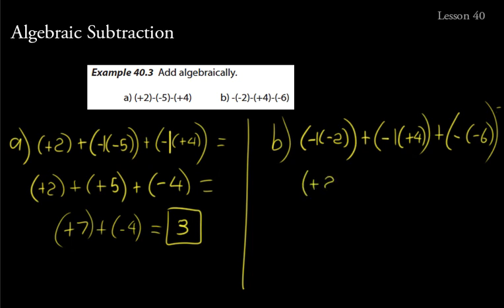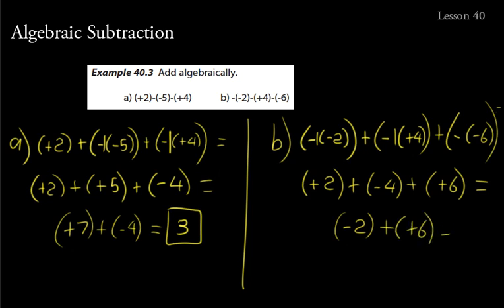Plus 2 is what that will simplify to. Minus times minus 2 is plus 2. Plus a minus times a positive is a minus 4. Plus a minus times a minus is a plus 6. Okay, add in pairs, a 2 and a negative 4, that's going to be a negative 2. Plus a positive 6, that would be just a 4.